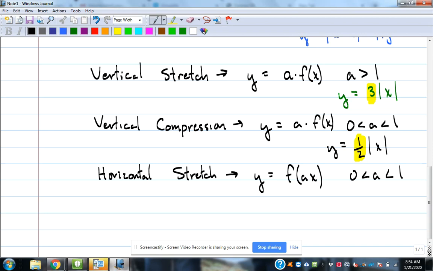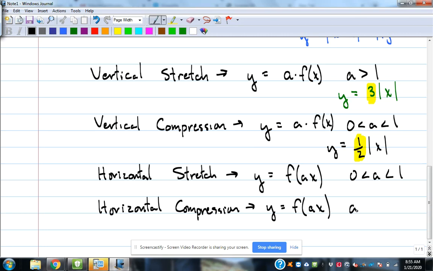Horizontal stretch and vertical compression, the number that you're multiplying by has to be between 0 and 1. Okay? And think about it, vertical compression squishes it down, makes it look wider. Horizontal stretch does the same thing. So we know the number that you're multiplying by has to be the same kind of number. A horizontal compression, equation-wise, you're still multiplying on the inside, but we're multiplying by a number bigger than 1.